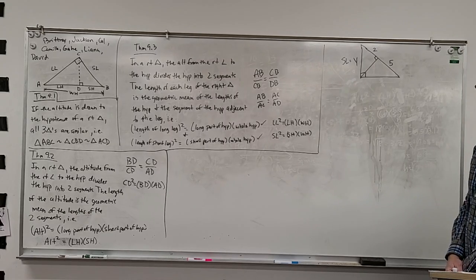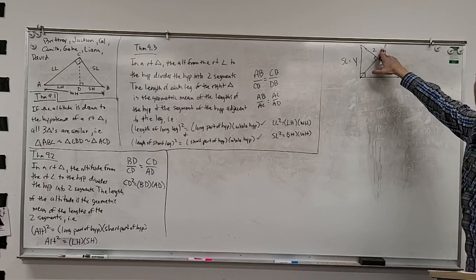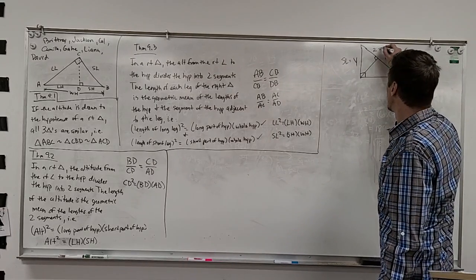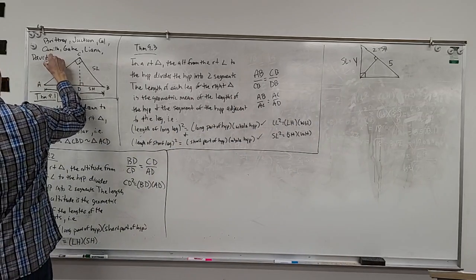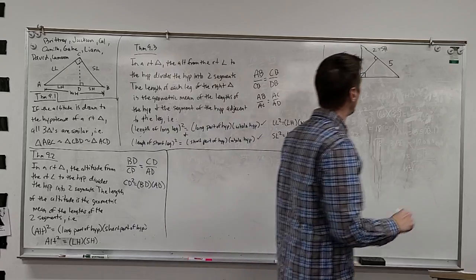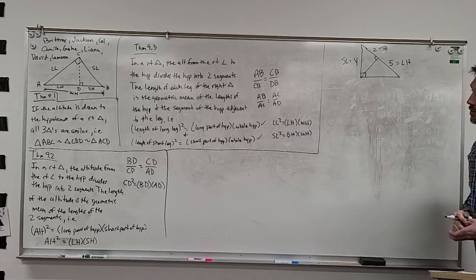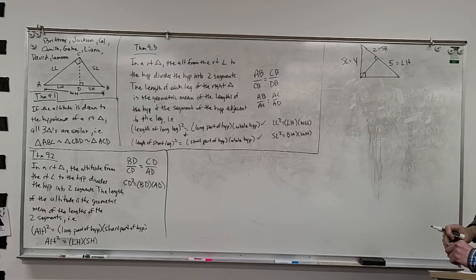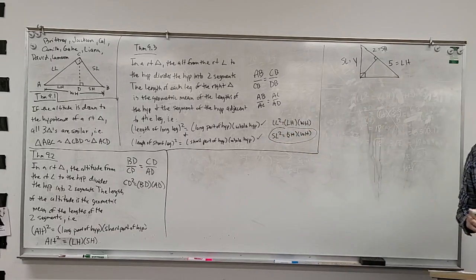What about the 2? What does the 2 correspond to? The short side of the hypotenuse. The short side of the hypotenuse. So this is the short side, right? And then what is the 5? The long side. It's the long hypotenuse. So which theorem is going to help us figure out what SL is? 9.3. Specifically this formula in 9.3.